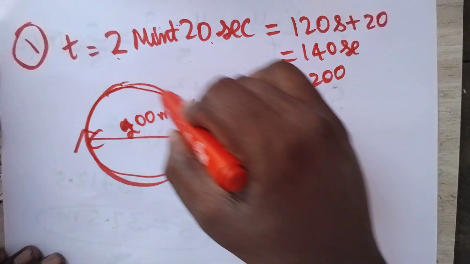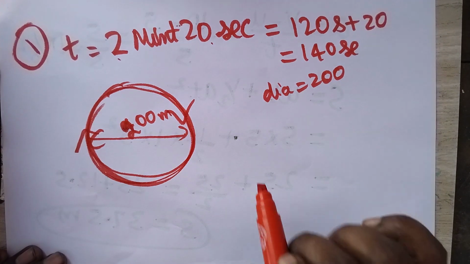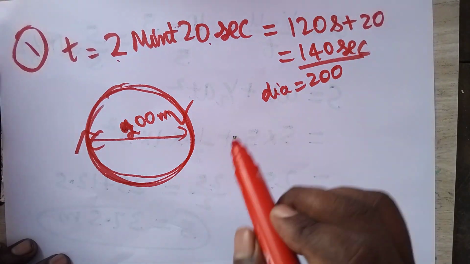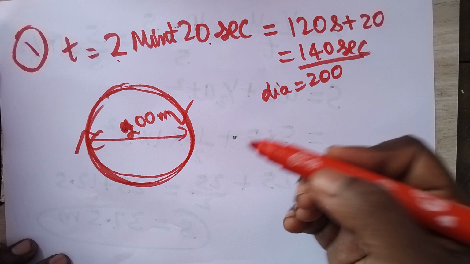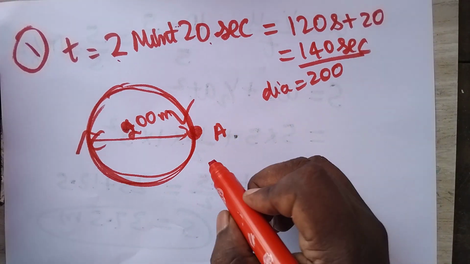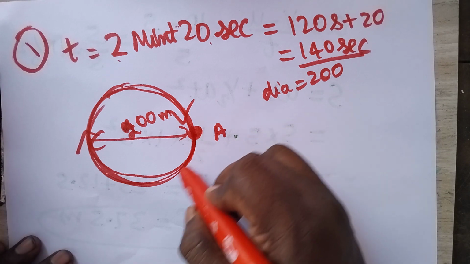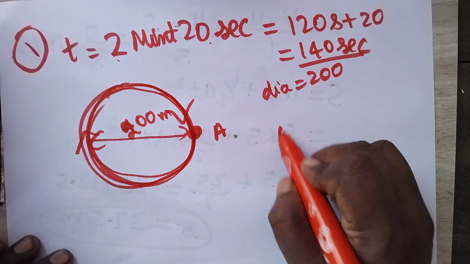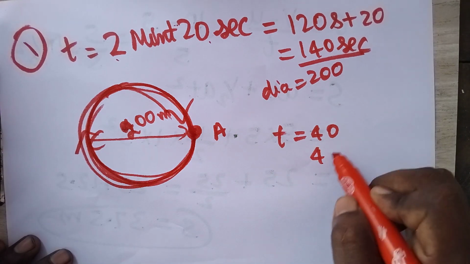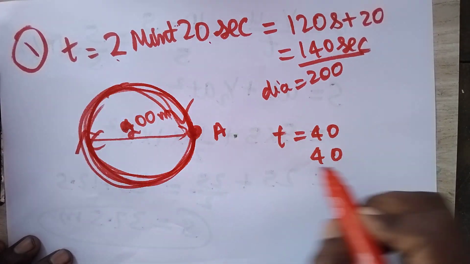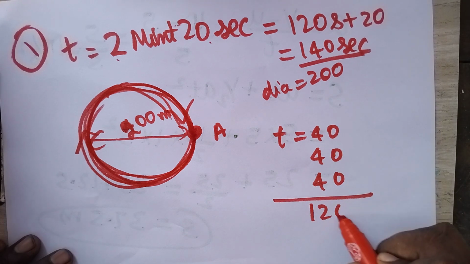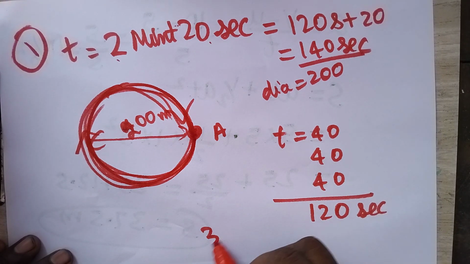So each circle he will take 40 seconds. Totally 140 seconds he is moving. Now at 140 seconds, what is the distance? What is the displacement? He started from A. First circle, how much time will he take? 40 seconds. Second time, 40 seconds. Third time, 40 seconds. Totally 120 seconds, so he will make 3 rounds.